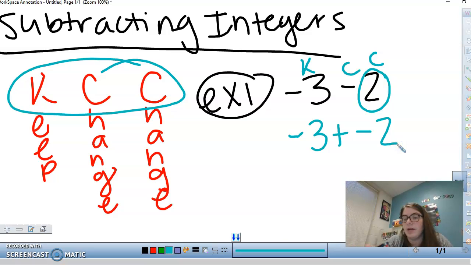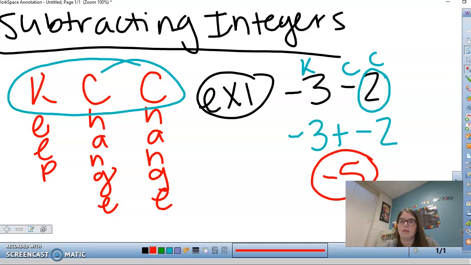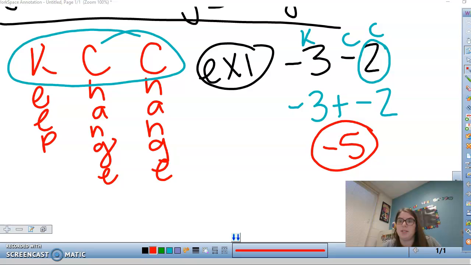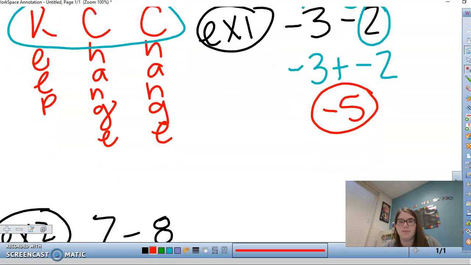Now I just use the rules that I used when I was adding. If they're the same signs, I'm going to add and keep the sign, and if they're different signs, I'm going to subtract and keep the sign of the bigger number. So I have -3 plus -2, those are the same signs, so I'm going to add. 3 plus 2 is 5, and they're both negative, so the sign's going to stay negative. So it's basically just one extra step than what we were doing when we were adding.